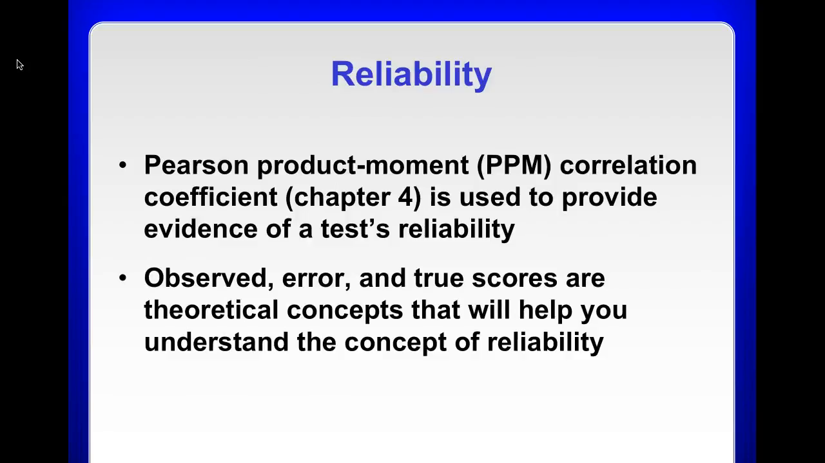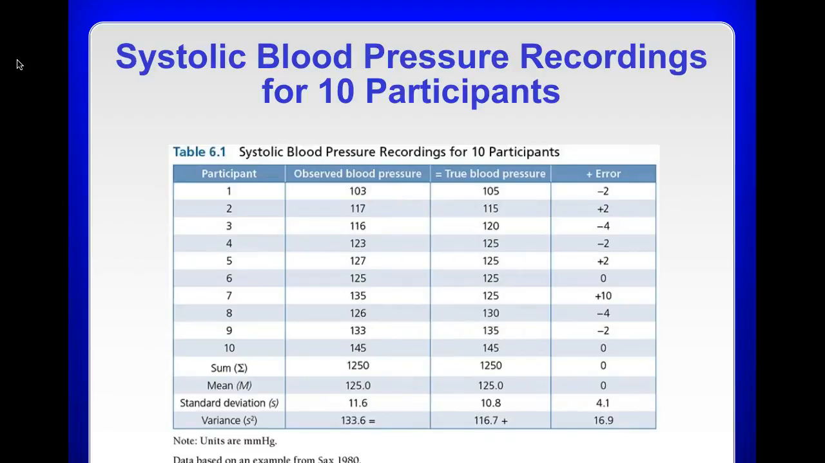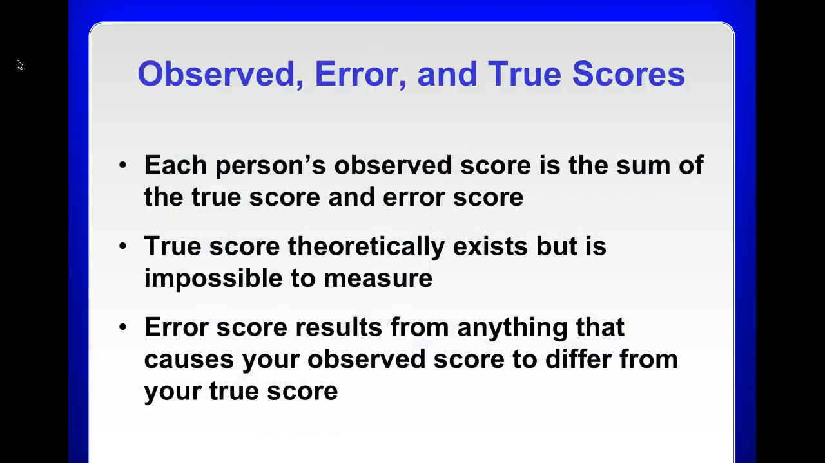Reliability, again, uses the Pearson product moment correlation coefficient to provide evidence of test reliability. So that's the Pearson correlation. Observed and true scores are theoretical concepts that will help you understand the concept of reliability. It goes through an example here.